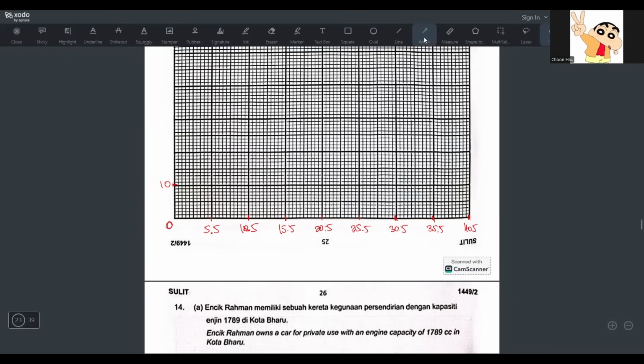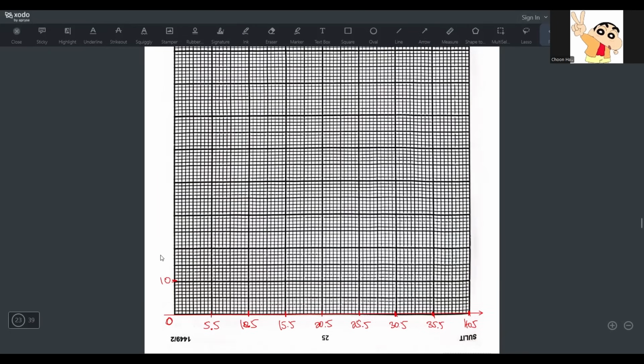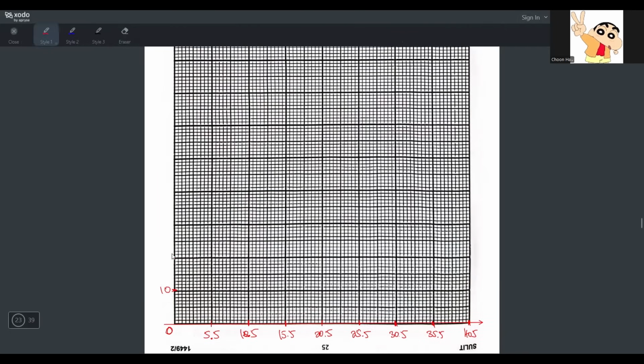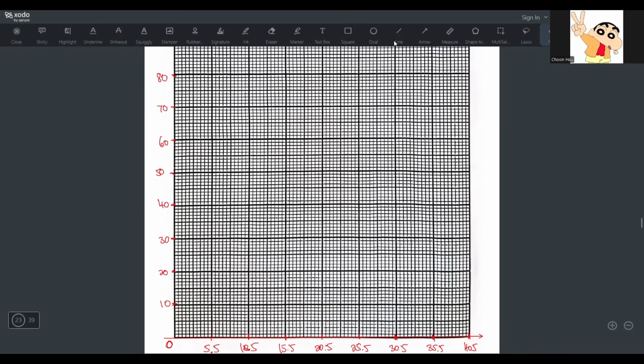Okay, and then the axis. So this is the x-axis. And then for the y-axis will be 10, 20, 30 until 80. You have to cover until 80 because the highest cumulative is 80. So 40, 50, 60, 70, 80. And then the axis like that.